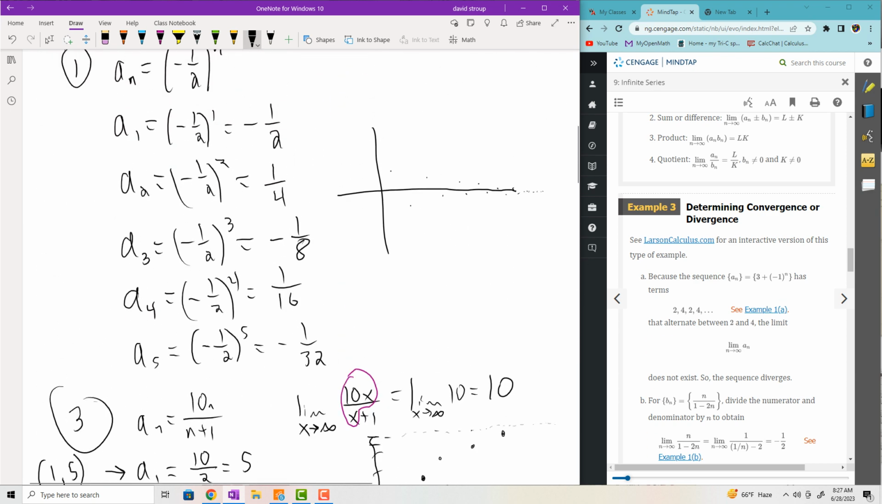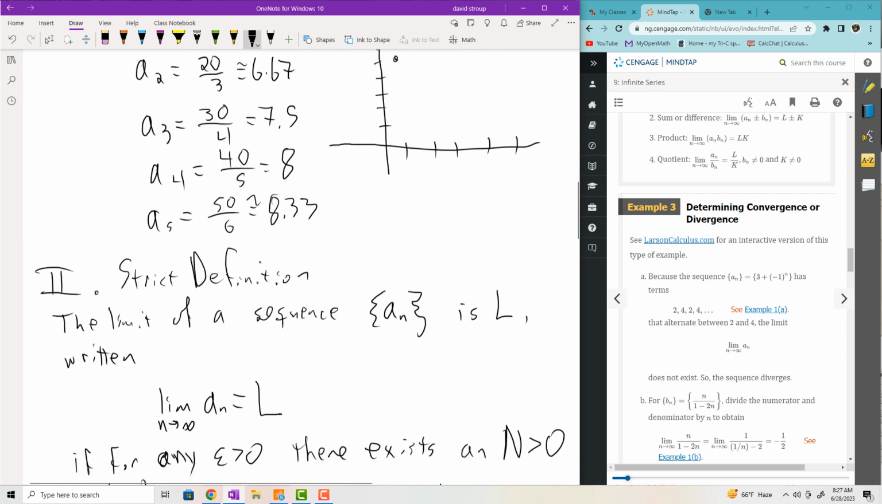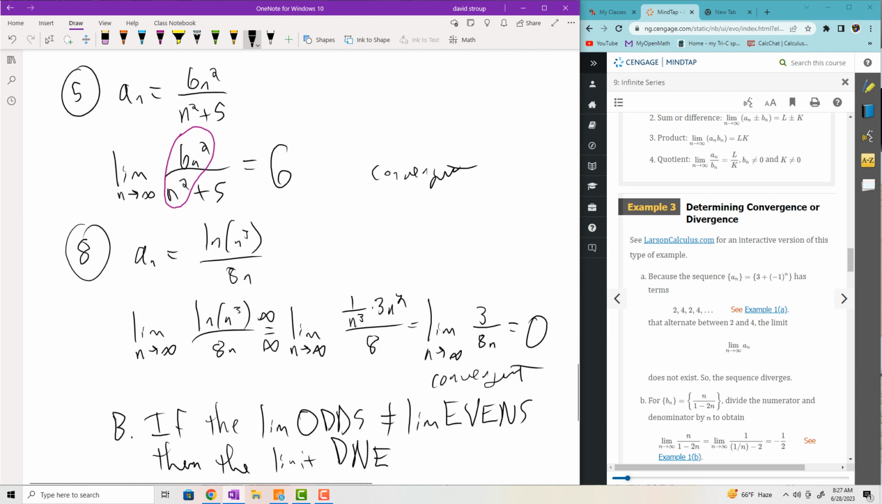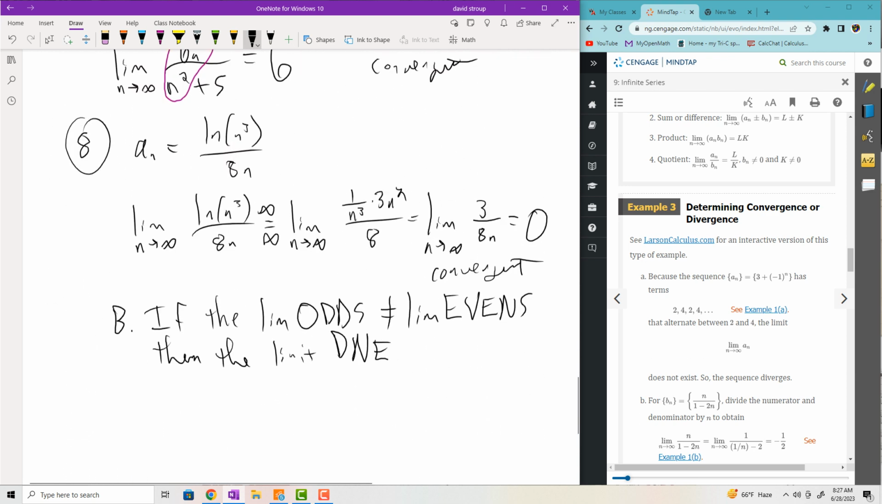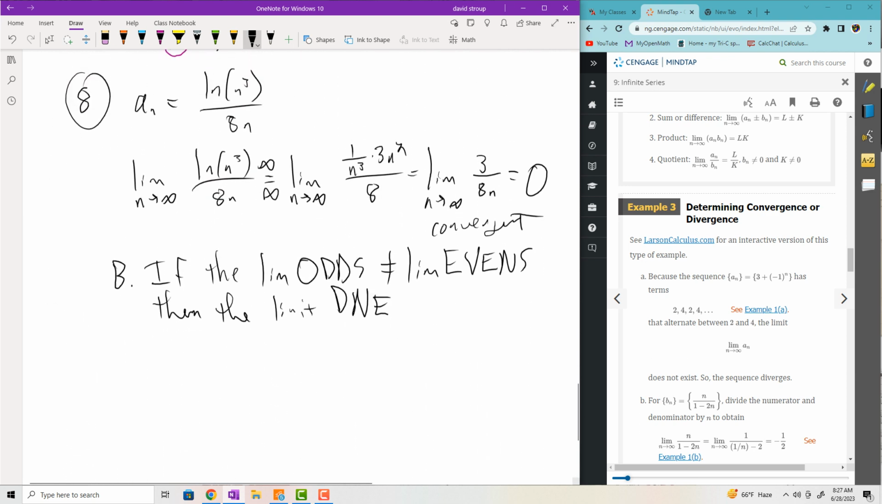In particular, this sequence number 1 is alternating, going up and down and up and down, but it is converging to 0. So I just have my own bias against what they're saying in the book there. I'd rather see this: if the limit of the odds does not equal the limit of the evens, then the limit does not exist. For example, number 7 in the homework is an example of this.